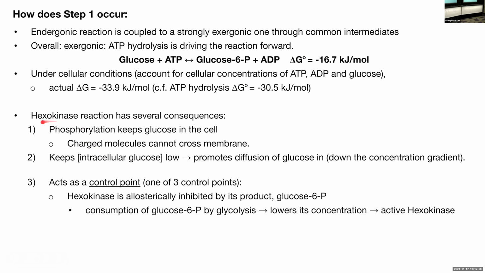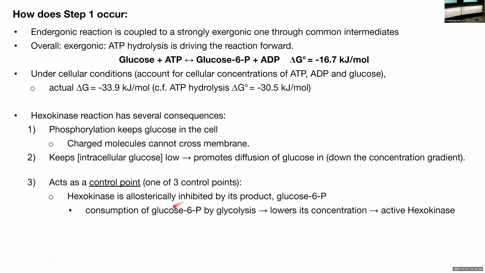And again, hexokinase, like I told you, has to be regulated because this is a highly spontaneous process. So it acts as a control point, one of the 3 control points in glycolysis, where hexokinase is allosterically inhibited by its product glucose 6-phosphate. We already talked about this in the last lecture.